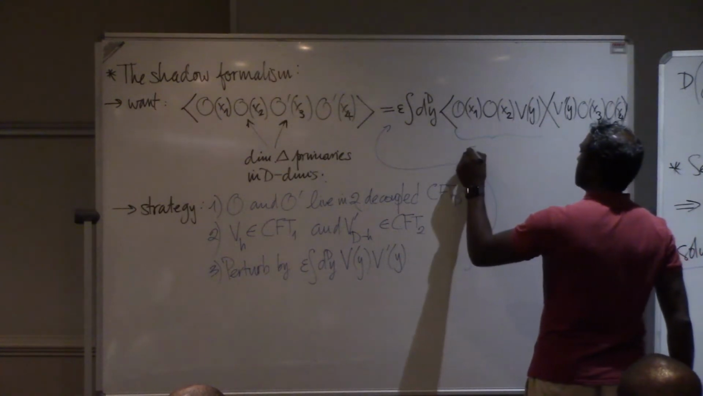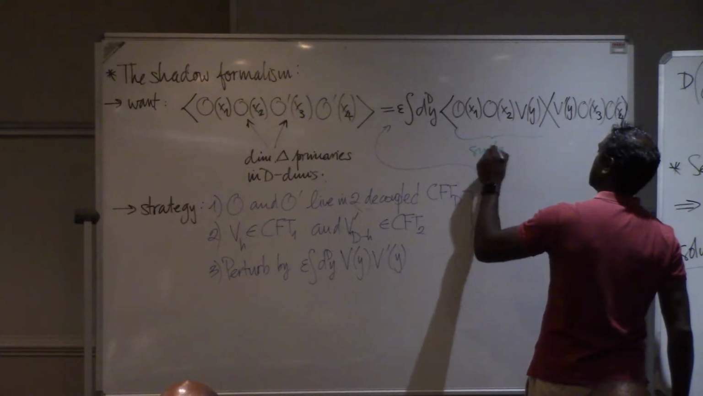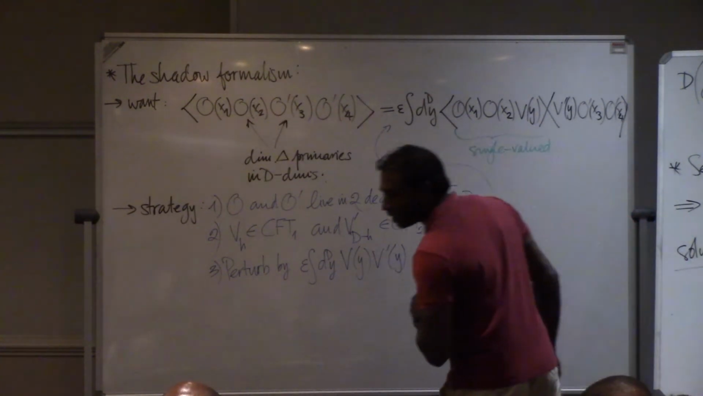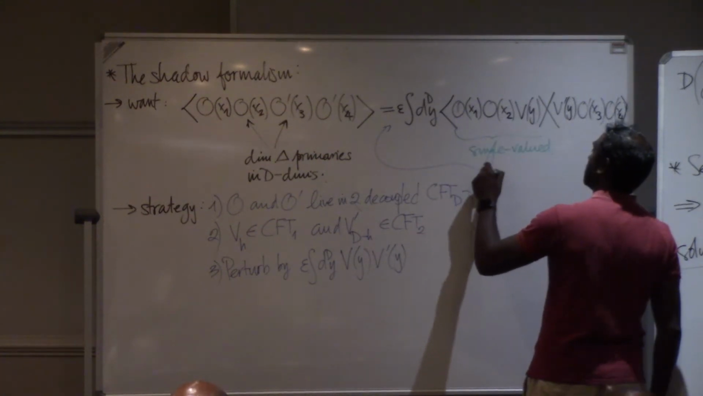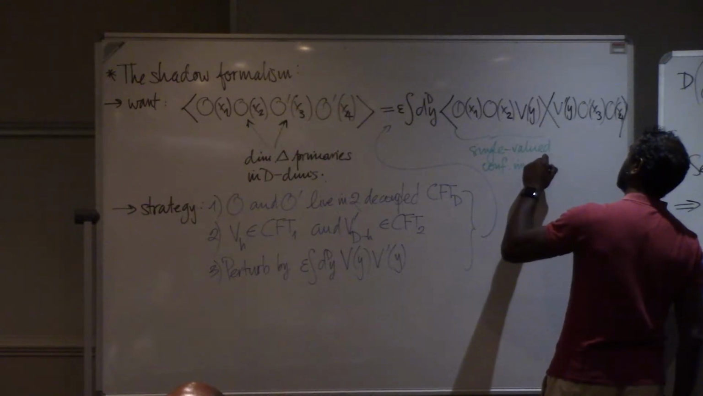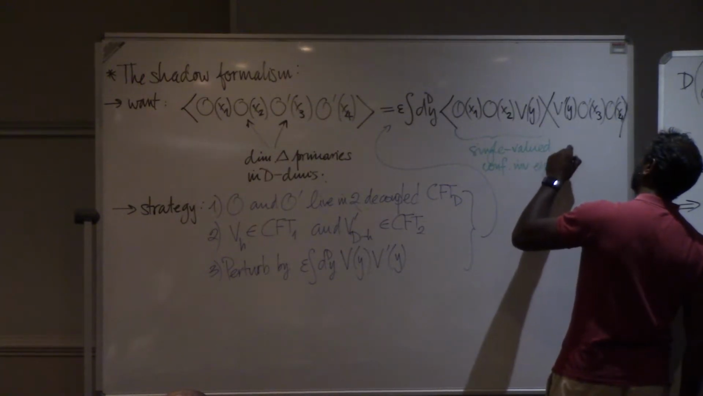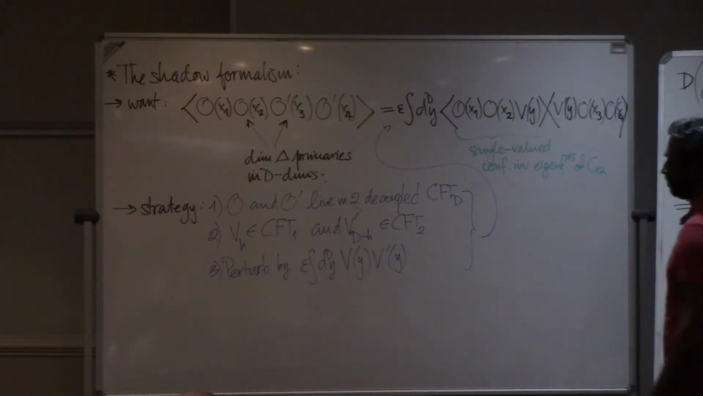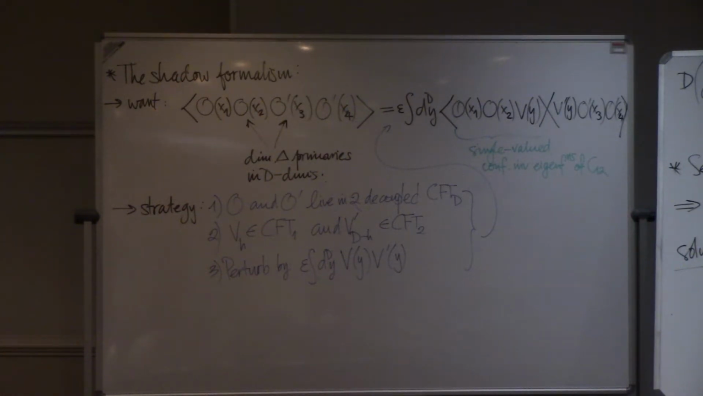So these are single-valued, conformally invariant eigenfunctions of C12. So if we can write these down, I can immediately construct a 4-point function for you in an integral representation.